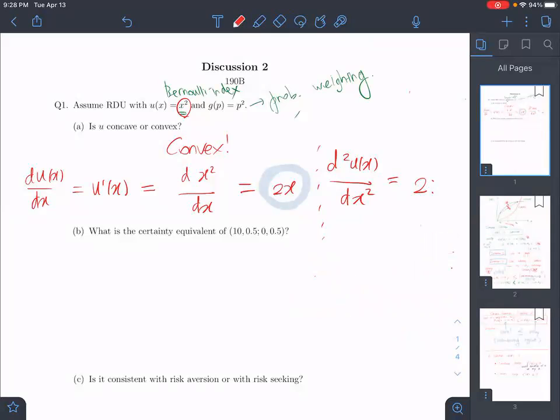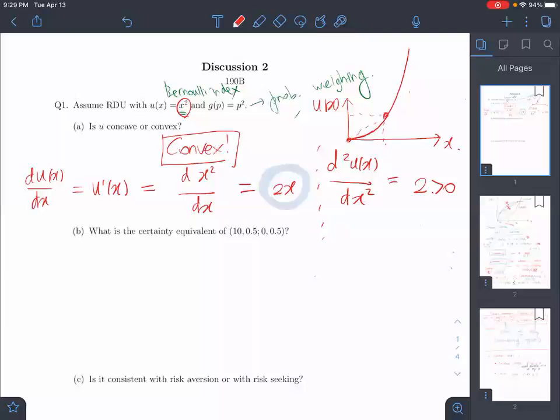So we can see that this value, the second derivative, is a positive value. So this is a convex function. Also, if I draw this u(x), then it will be looking like this. When x is 0, u(x) is 0 because it's 0 squared. If x is 1, then u(x) is 1 because it's 1 squared. If x is 0.5, then u(x) is 0.5 squared, which is 0.25. So it goes beneath this dotted line.